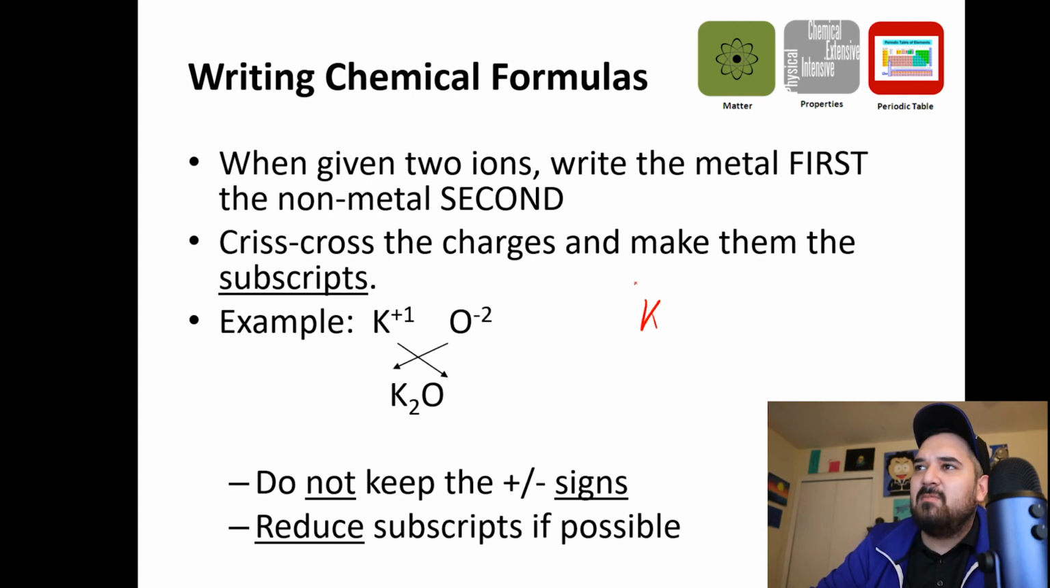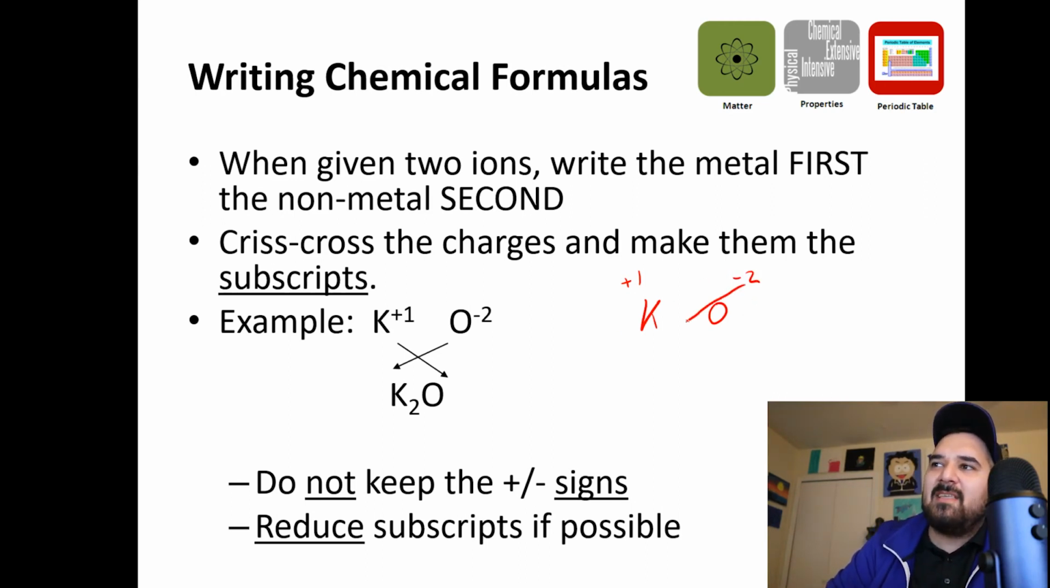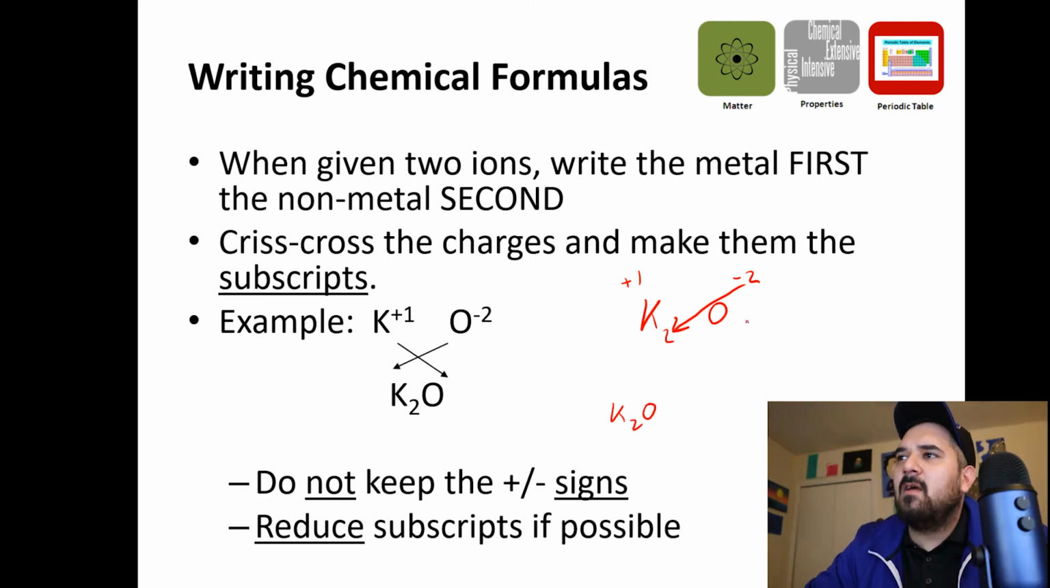So potassium is in group 1, so it's got a +1 charge. And then oxygen is in group 16, so it has a -2 charge. What it wants you to do is take this 2, put it here. So K2, and then the O gets a 1, and you don't have to write the 1. So what you're left with is K2O. So oxygen has a -2 charge, potassium has a +1 charge. Oxygen wants to pick up 2 electrons, so it's going to pick that up from 2 potassiums.